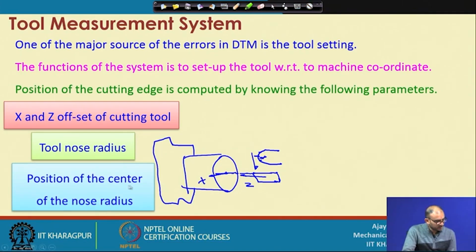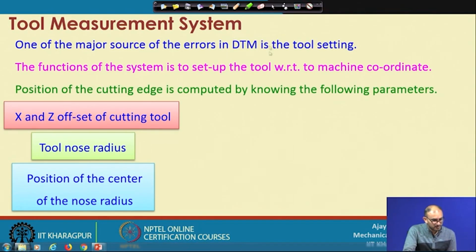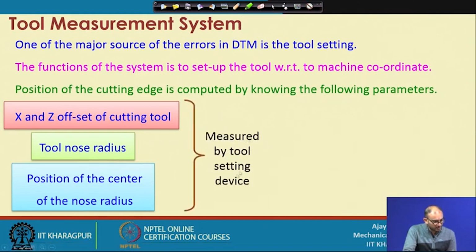Then the position of the center of the nose radius, that is what we have discussed just now. All these 3 parameters are measured by the tool setting device. There are tool setting devices available, some of them are optical microscopes which are attached over the cutting tool, and some are of a manual type or some type of sensory elements.